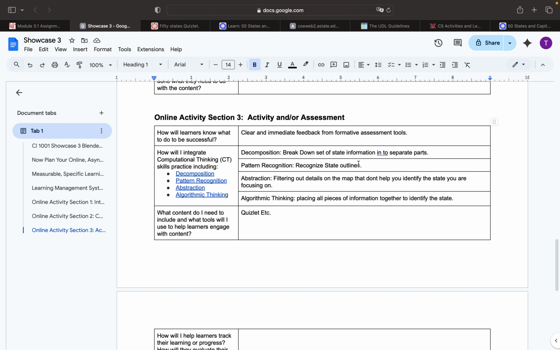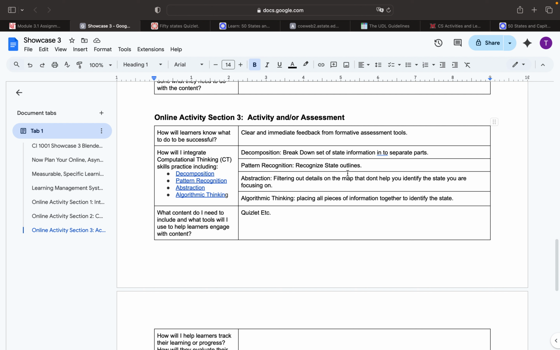So looking at it, they think, okay, I know that this is this little boot-shaped state at the eastern seaboard of the United States, and it's right next to Georgia. I know that's Florida. So they're going to look at these patterns of different state outlines and say, I can tell which state this is.